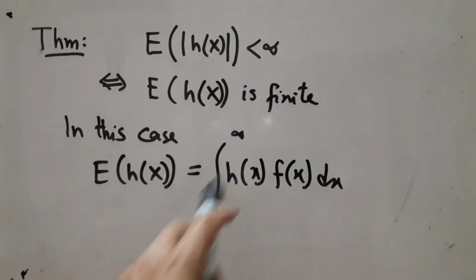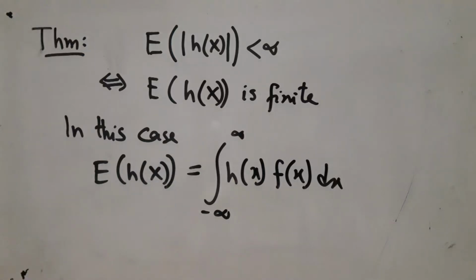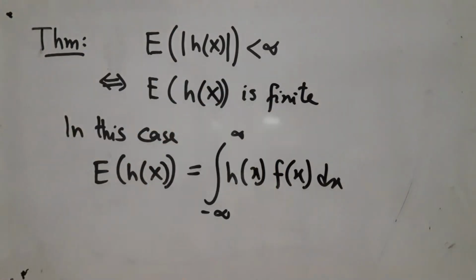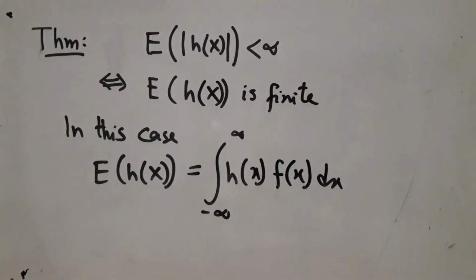Expected value of h(x) is just the usual formula that we used for the non-negative case. So you can use the non-negative formula even for h(x) which can take negative values, provided this extra condition is satisfied. And this is what we deal with most of the time. That is why we use this formula most of the time without caring about that h plus and h minus thing.